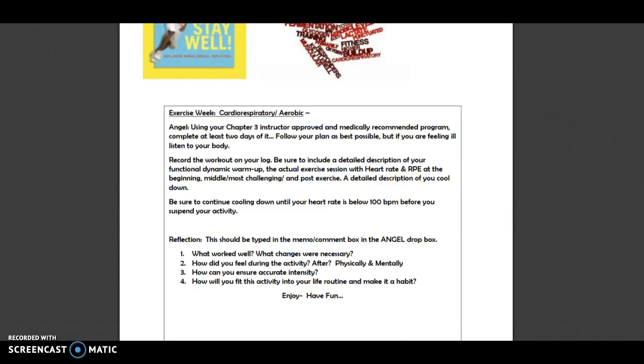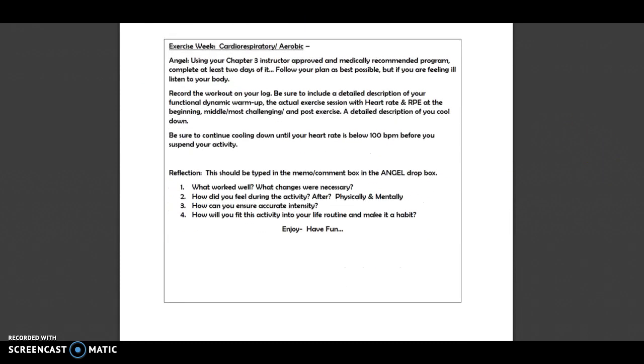Please let me know if you have any questions about your exercise session. This is our first exercise session. You'll also be doing your resistance training assessments. Be sure to read each one of those carefully and follow the protocols.